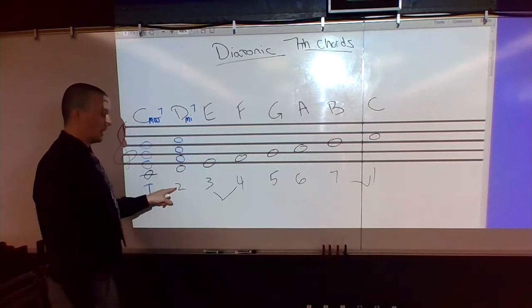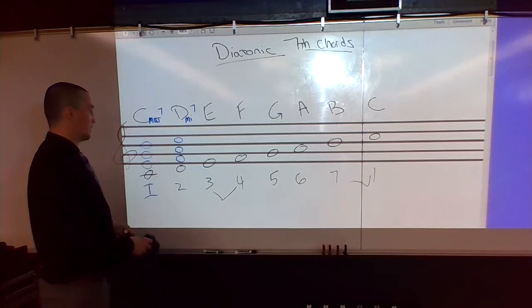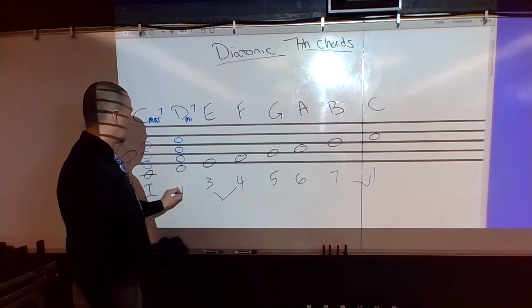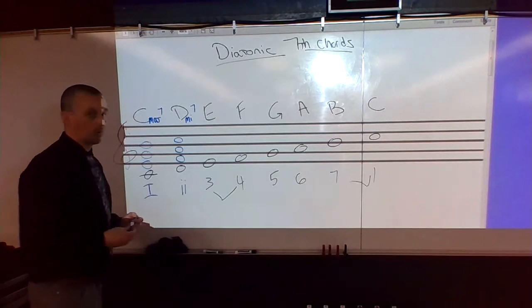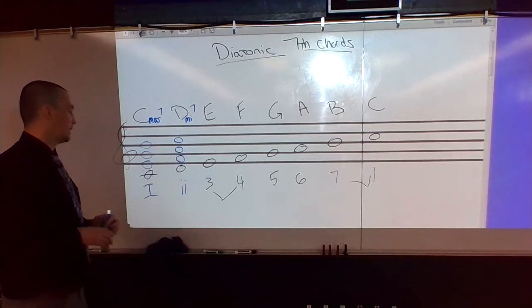Okay? Now, again, very important. This represents a single note. This is no longer a single note. This is a chord that exists inside of a key. This is a harmony. And so that's represented by a Roman numeral. In this case, it's a lowercase Roman numeral because the chord is minor.